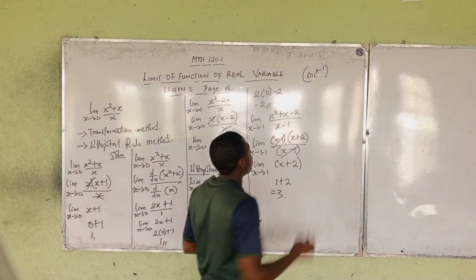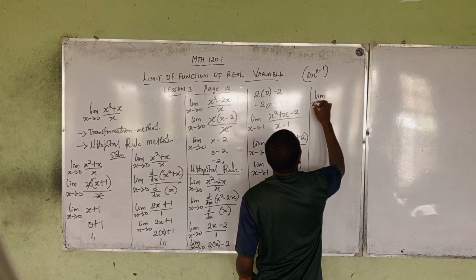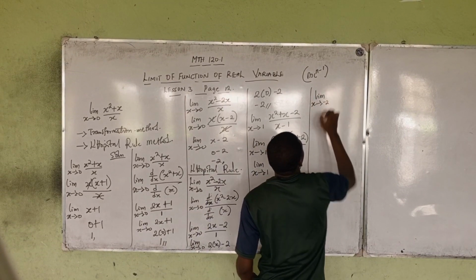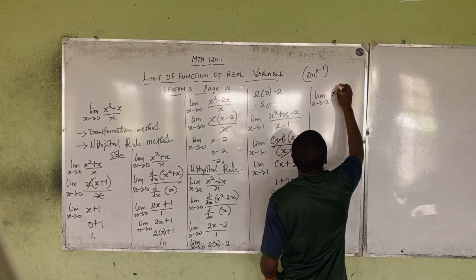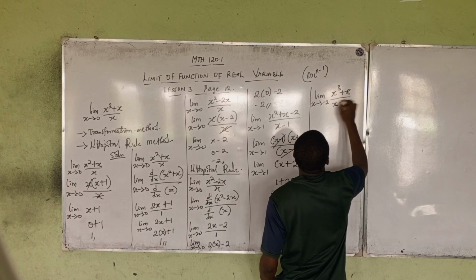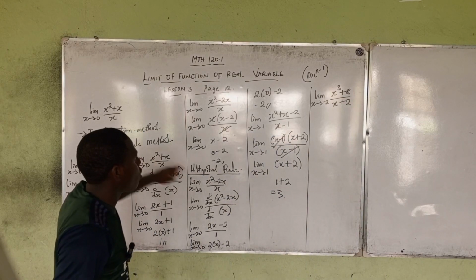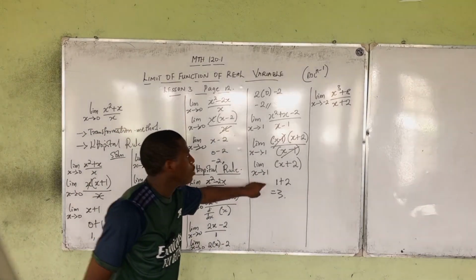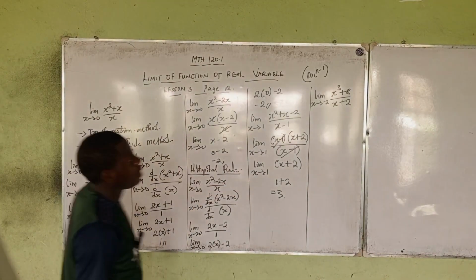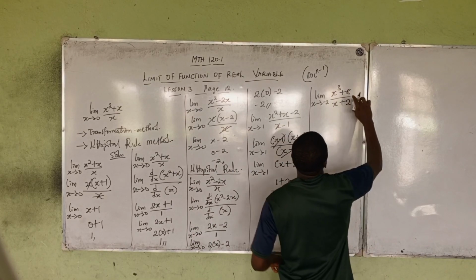Now looking at page 12, the last one which we'll be talking about there is the limit of x tends to minus 2 of the function x cubed plus 8 divided by x plus 2. Now let's use the L'Hopital rule method in solving this, because we've used the transformation method here. So using the L'Hopital rule, you differentiate this and you differentiate this.